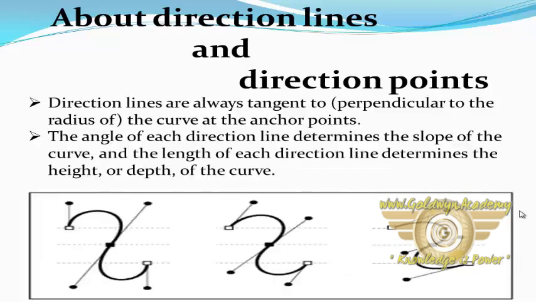Direction lines are always tangent to the curve at the anchor points. The angle of each direction line determines the slope of the curve, and the length of each direction line determines the height or depth of the curve. This is an example of how moving and resizing direction lines changes the slope of curves.